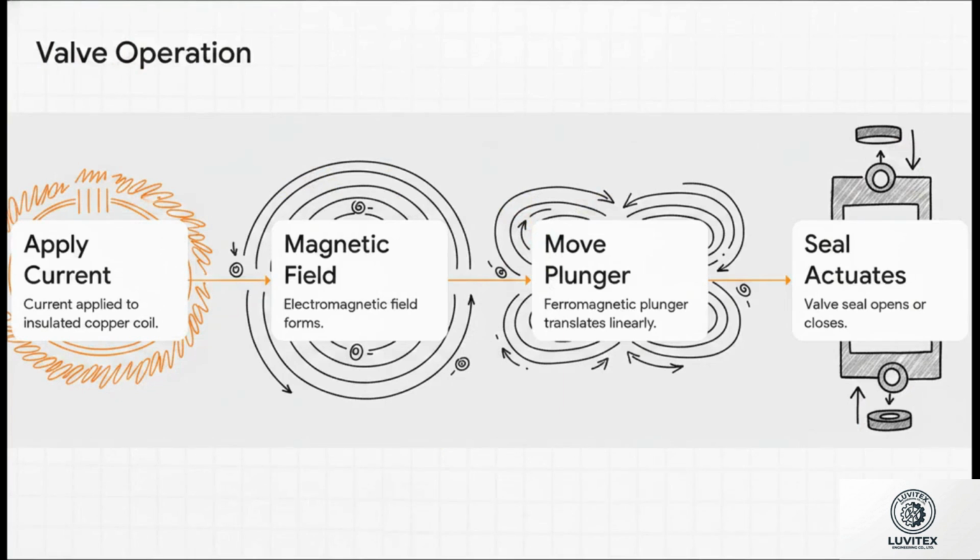Let's see how this builds into an exact sequence. It's like a chain reaction. Step 1, an electrical current is applied to that copper coil. Step 2, this immediately forms a really powerful electromagnetic field right in the center. Step 3, that magnetic field physically pulls a soft iron plunger in a straight line. And step 4, as that plunger moves, it lifts a seal, which instantly allows or blocks the flow of the fluid. Boom, it's that fast.